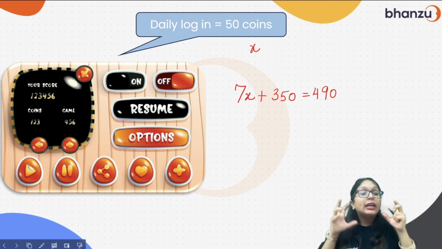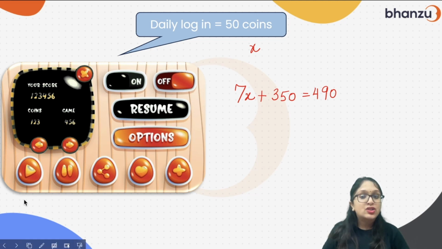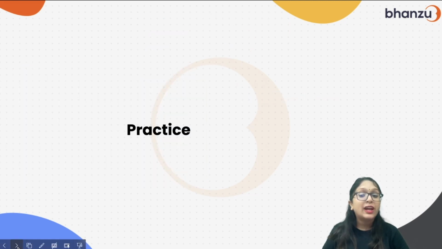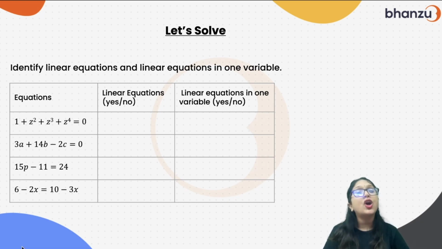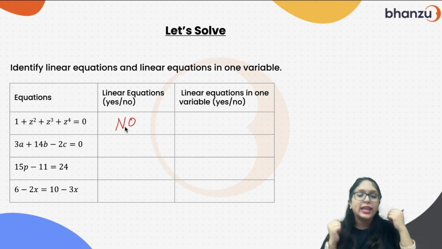Did you understand how to make this linear equation in one variable? Okay, so let me quickly check. Do you actually understand now linear equation in one variable or not? Okay, let's see some questions over here. You can see the equation, then you have to tell if it's linear or not. Then you have to tell if it's a linear equation in one variable or not. Fine. The first one, what do you think here? Is this a linear equation? No. So this is not a linear equation because the power of z is more than 1.